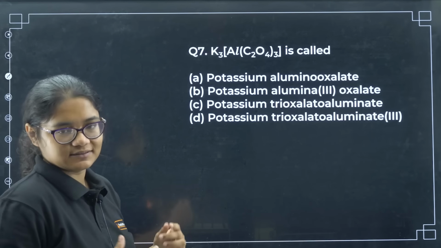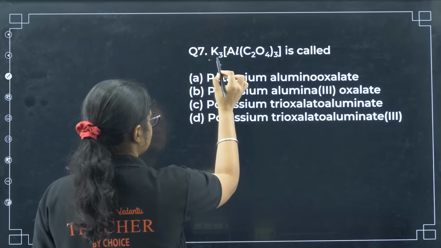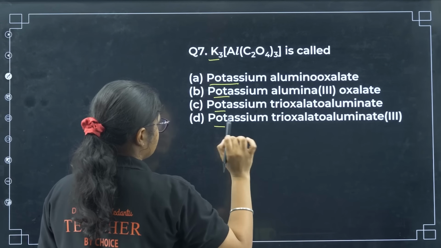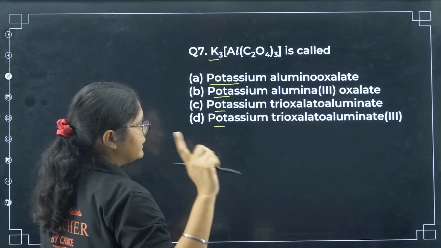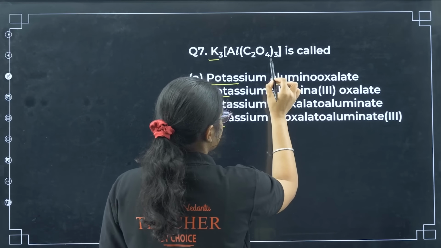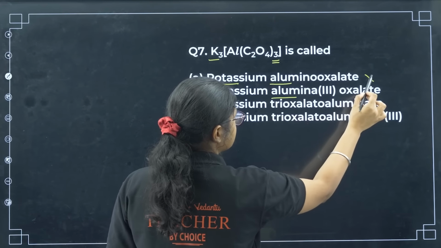Next, K3[Al(C2O4)3] is called as the name of the compound. First of all, it has to be potassium. Potassium, correct. Next, I have to name the ligand. There are 3 ligands, so that should be mentioned. So these 2 are wrong.